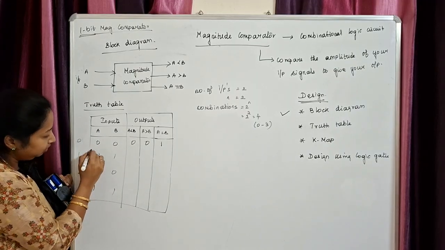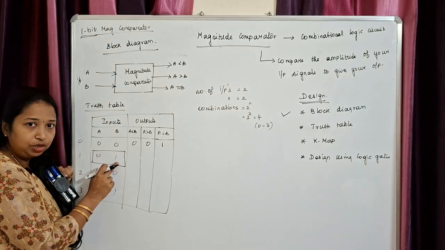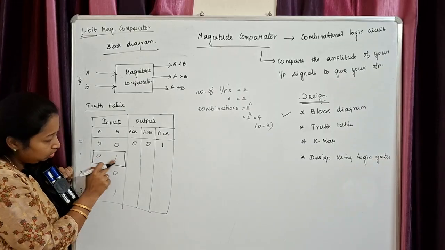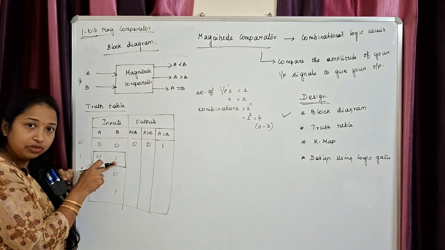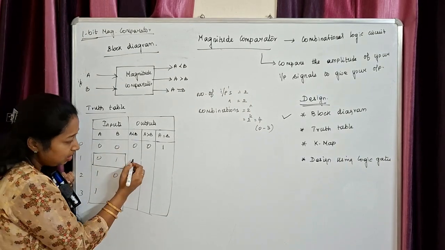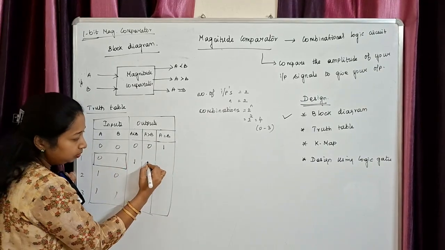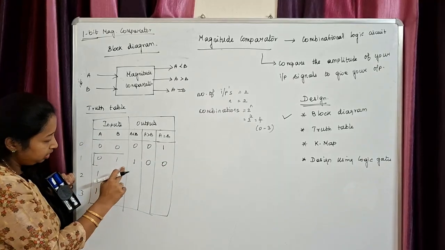Now, let's check with this particular combination. Here, A is equal to 0, B is equal to 1. Clear? Now, for this particular input combination, what do you observe? Here, A is 0, B is 1, which means A is less than B. So, against A less than B, you will give your output as 1. Is it clear? For the other outputs, you will mention 0. Now, let's do the next combination.